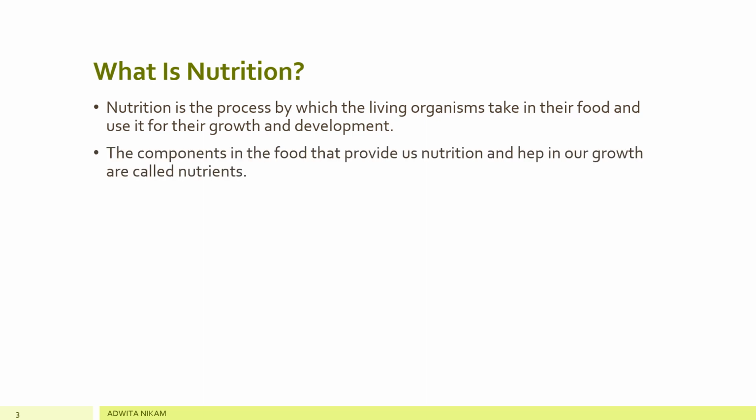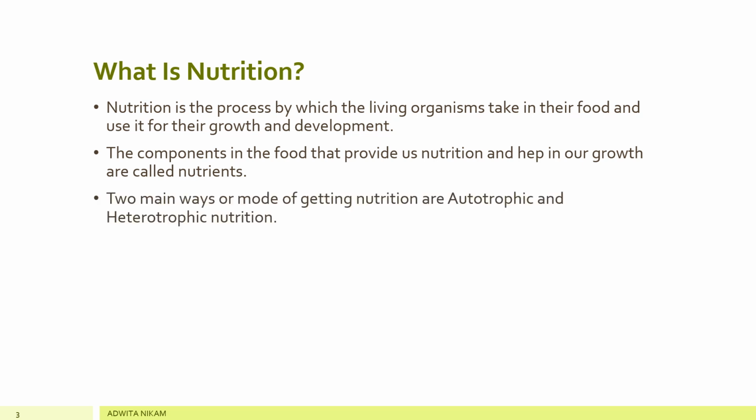The components in the food that provide us nutrition and help in our growth are called nutrients. Nutrients are like carbohydrates, fats, proteins, vitamins, etc. There are many ways by which different organisms can obtain food. But the two main ways or modes of getting nutrition are autotrophic nutrition and heterotrophic nutrition.